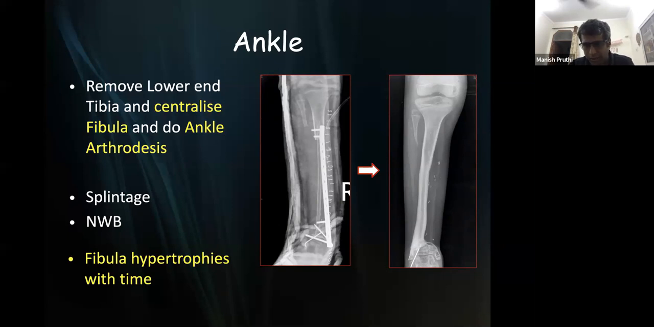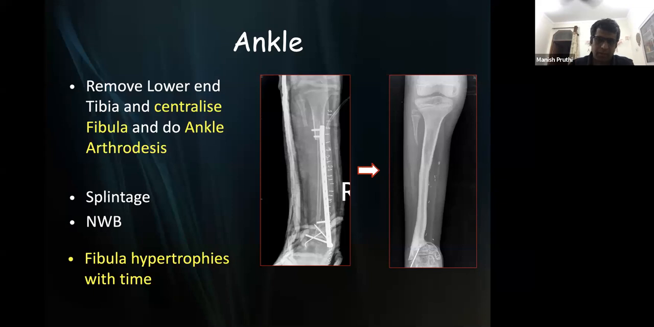The picture on the right, actually it is not tibia. You can see that the tibia was resected here and this thickened bone is the fibula on the picture on the right, which has now beautifully united. We had to remove the implant in this case because of the skin irritation, but you can see how beautifully the fibula hypertrophies with time, but this usually takes 2 to 3 years.